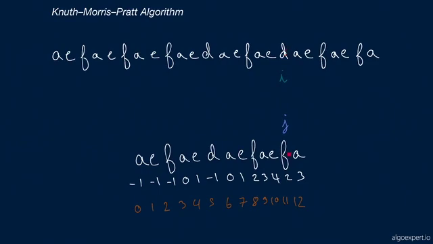D is not equal to F, right? D is not equal to F. So what do we do here? Again, take a step back, realize what we've done so far. We've said this entire substring here, right before our point of failure at the F, matched. Where did it match? Here: AEF, AED, AEF, AE. This is what it matched, right?